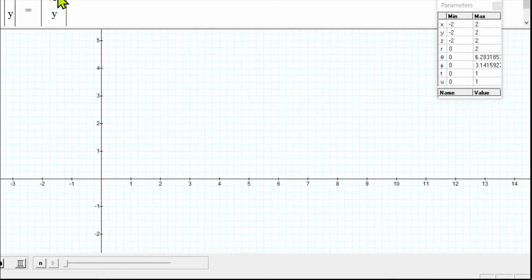Okay, start with a parenthesis, otherwise it's going to give me some weird thing. Cosine u, and of course I have to go back here. Okay, times secant v, and here then I'm going to put sine u, times secant v, and then for z, I'm gonna put tangent v. Moment of truth. Ready?